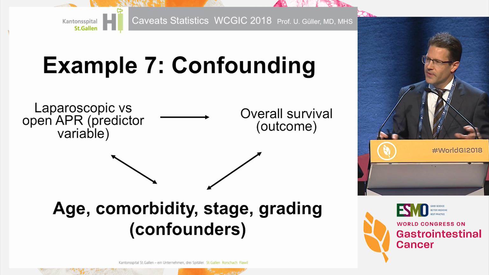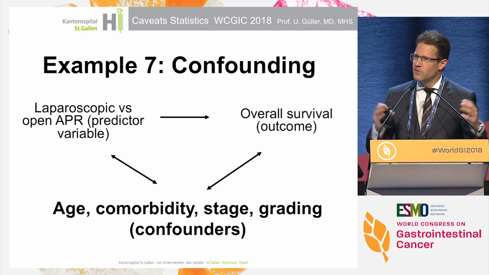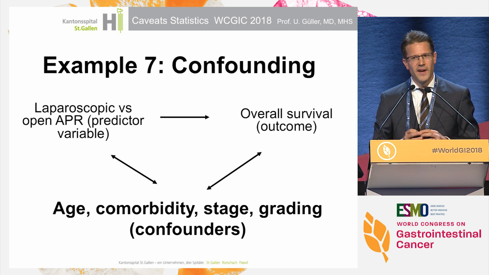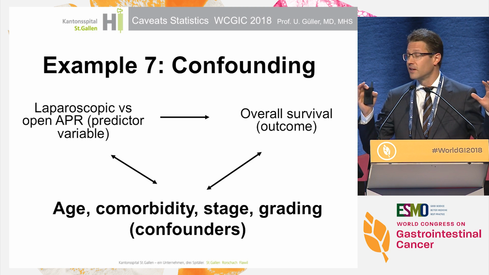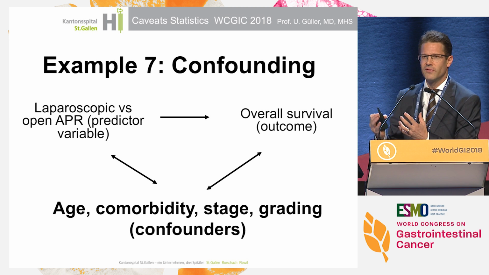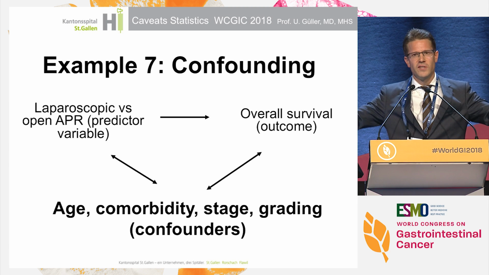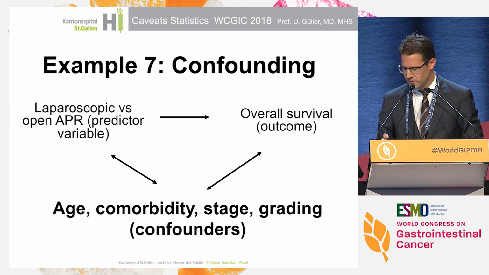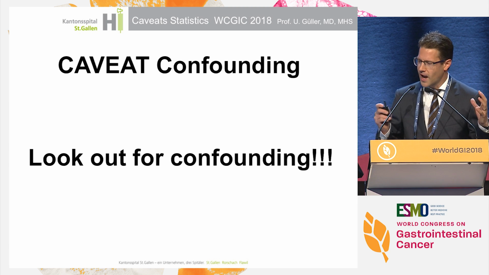So it's key to look for confounding. Often you find in the medical literature highly statistically significant associations between a predictive variable and an outcome. Always ask yourself, is it possible that this association may be confounded? So look out for confounding.